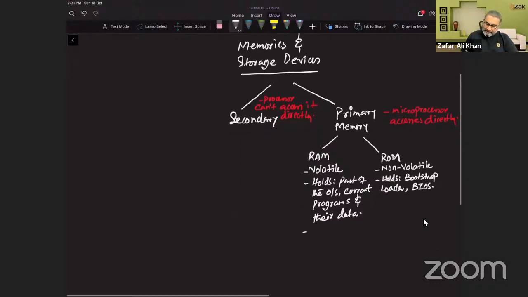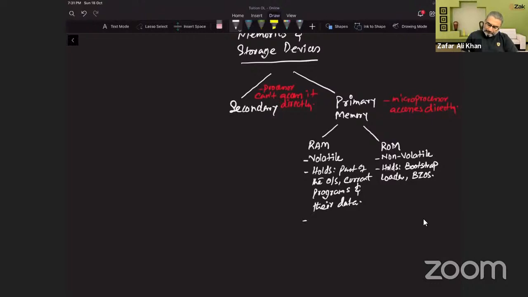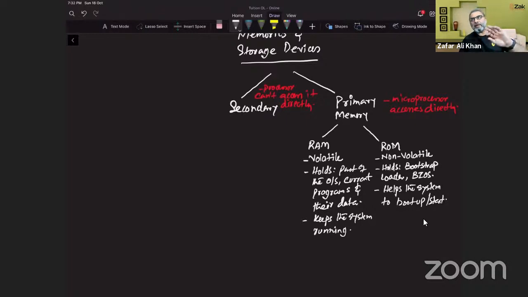So what does RAM do? RAM keeps the system running. And what does ROM do? It helps the system to boot up. Boot up as in start, to the point where the operating system, which is installed on the secondary storage, is loaded and the control is transferred to you.